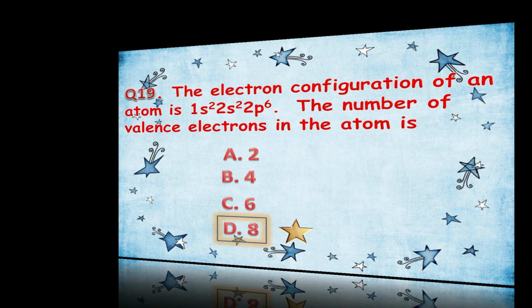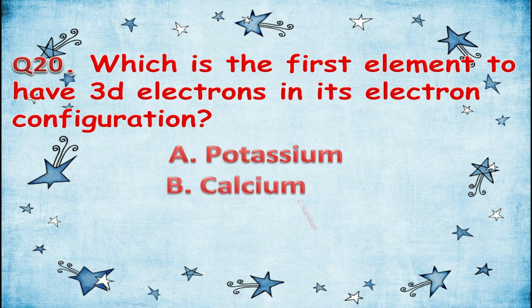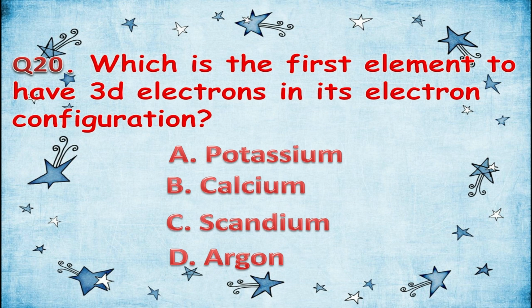Let's do the last question of this quiz. Question number 20 is, which is the first element to have 3d electrons in its electron configuration? Option A is potassium, option B, calcium, option C, scandium, and option D, argon. And your time starts now.